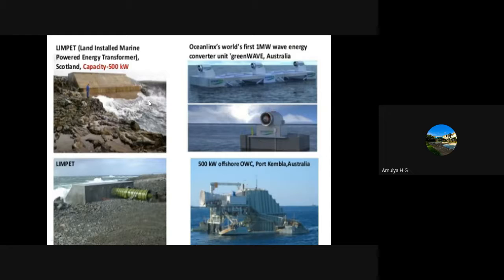Here you can see a few images of the installed plant locations of the OWC in various places. We can prefer this oscillating water column not only on shorelines, but also in offshore locations. In these two images you can see the OWC plant installed in an offshore location in Australia, which has a capacity of 500 kilowatts to 1 megawatt. So this is the offshore location.